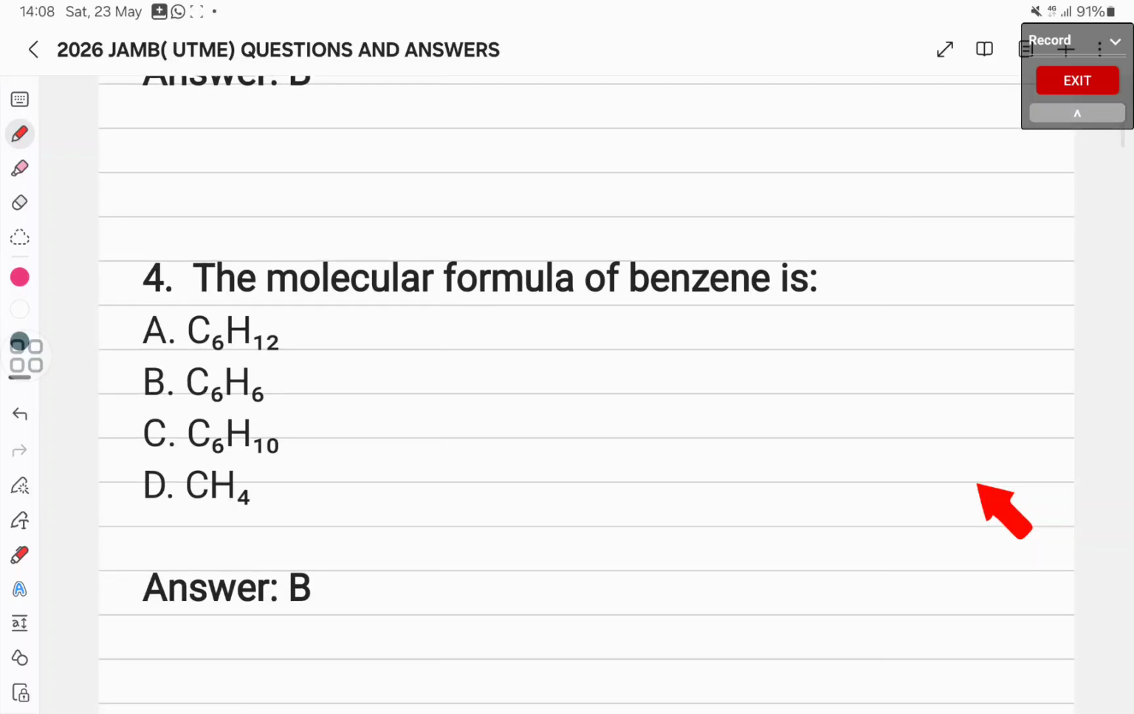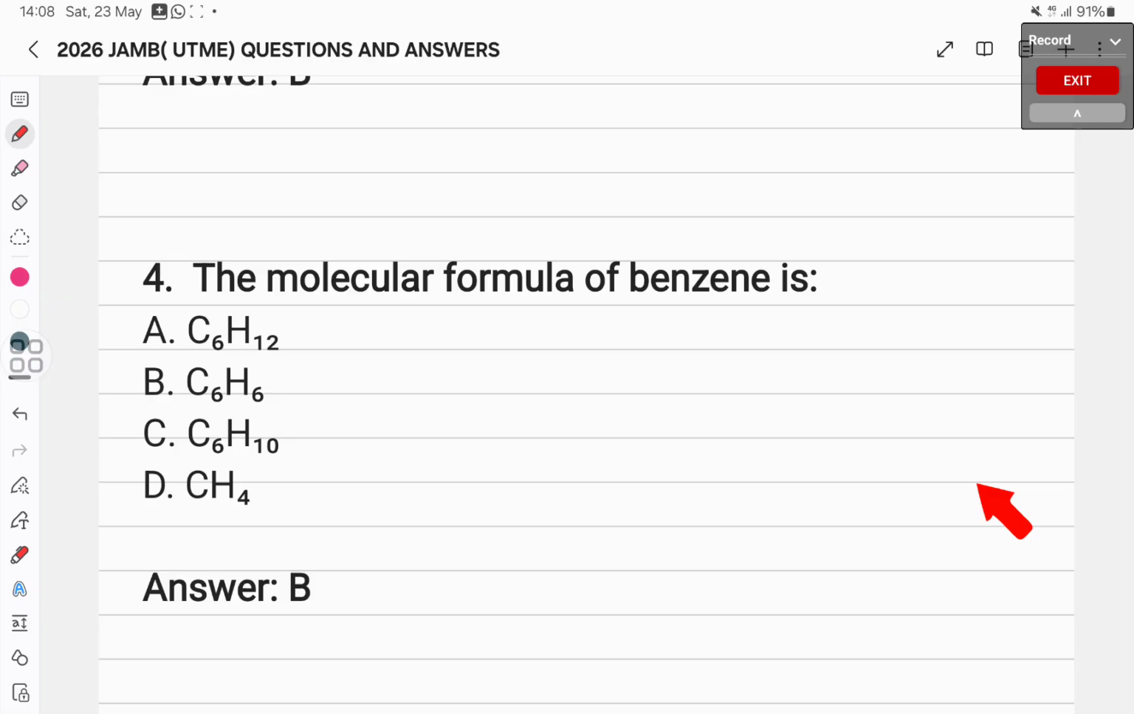Let's go to the next question. The next question is, what is the molecular formula of benzene? For science students, you all know what benzene is. Benzene is an aromatic hydrocarbon and highly unsaturated in nature. The correct answer here is B. It's an aromatic and cyclic hydrocarbon that is highly unsaturated.